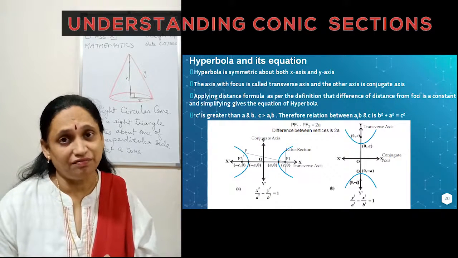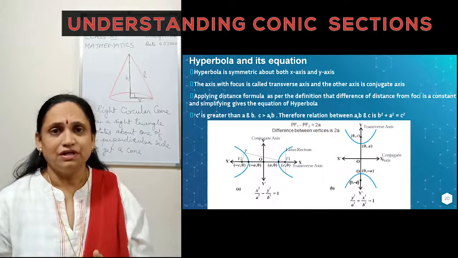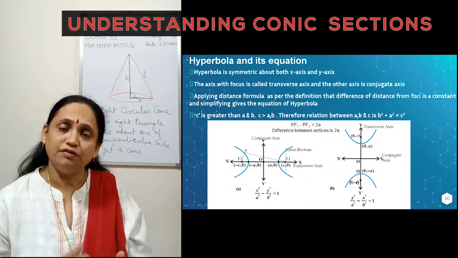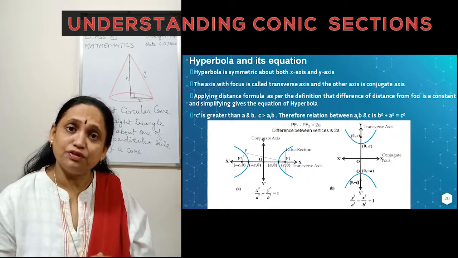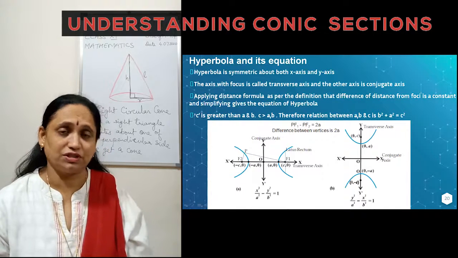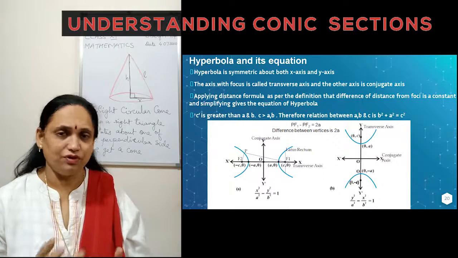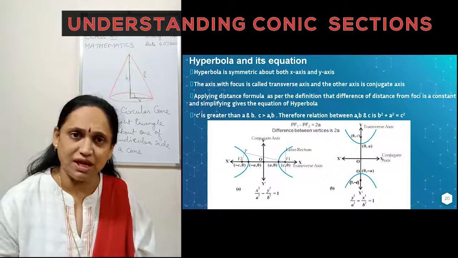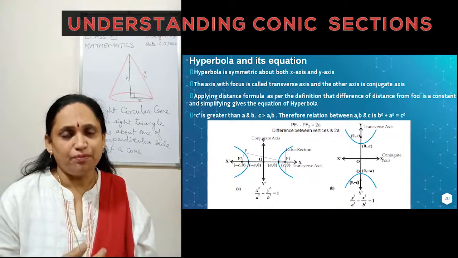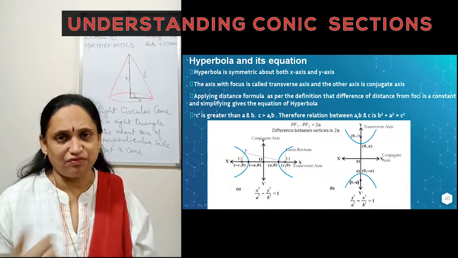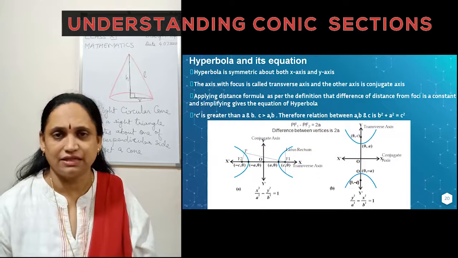Now, how do we define the equation of the hyperbola? We use the definition. The rule that was followed was that the difference of the distances from the foci is a constant, and that is called a hyperbola. So we use the same concept. We take a point P (x, y) on the hyperbola, and PF1 minus PF2 will be a constant, which would again be equal to 2a in this case also.